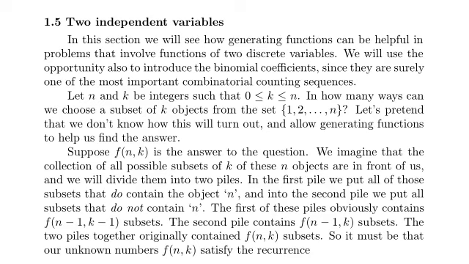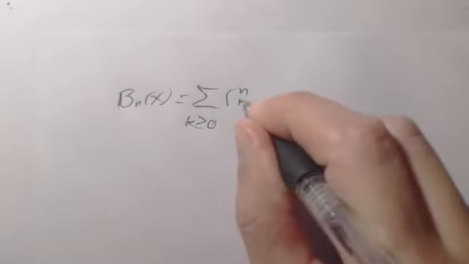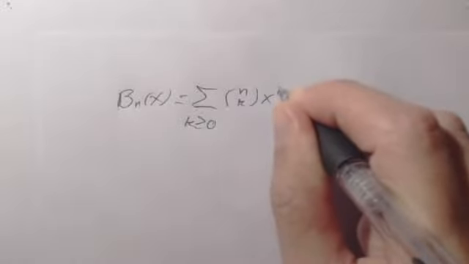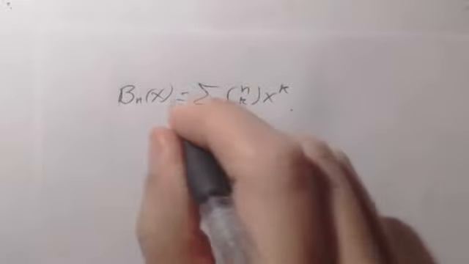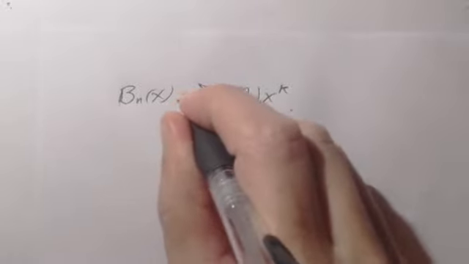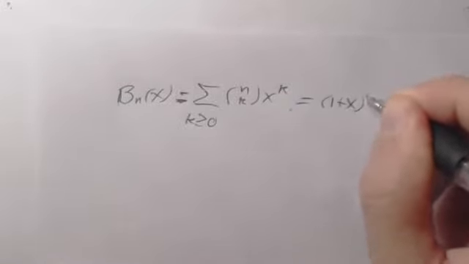First thing I want to talk about is the formula that we had. We had the B_n(x), which we had defined as the sum of k greater than or equal to 0, n choose k, x to the k. And we proved in the book by induction on n that this is equal to (1 + x)^n.